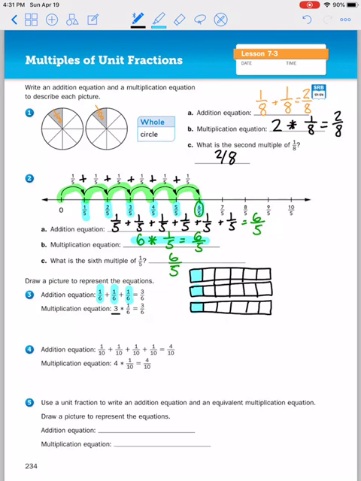Okay, the next one. Addition equation 1/10 plus 1/10 plus 1/10 plus 1/10 equals 4/10. So I also can look at the number that I'm multiplying. That shows me how many groups. So I know that I'm going to have 4 groups of 1/10. So I need to draw 4 fraction bars.